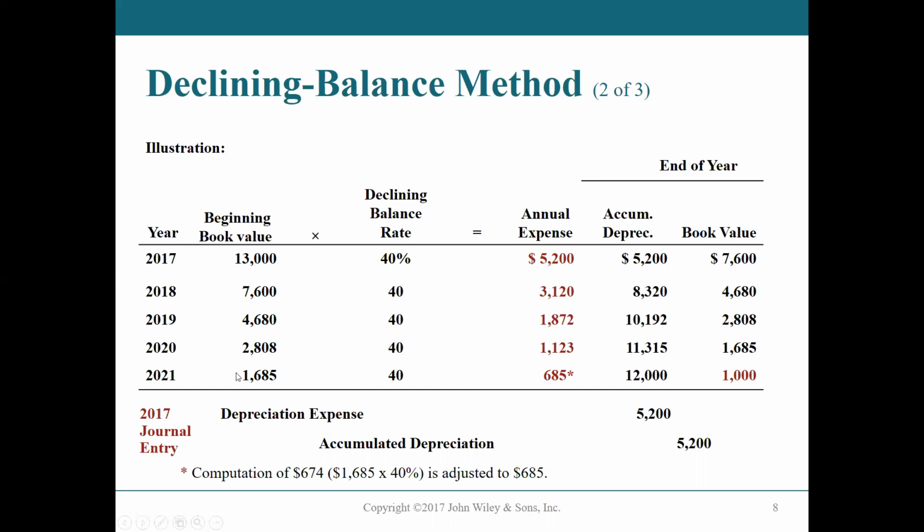In the last year, instead of trying to calculate and multiply by the rate, we look at our beginning book value, and we remember I need to end up with $1,000 book value at the end because that was my salvage value. So in that last year, we just take enough depreciation expense to bring our accumulated depreciation up to our depreciable cost, the amount we want to depreciate, which will leave us with the salvage value at the end. So that's the declining balance method, and more specifically, the double declining balance method.